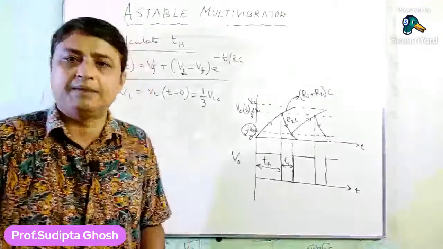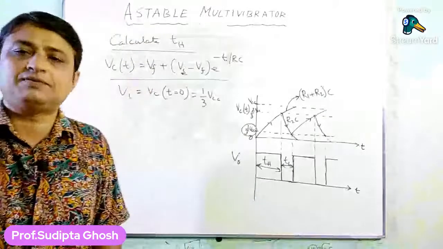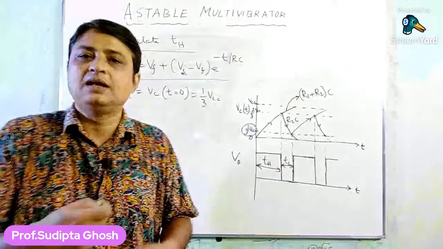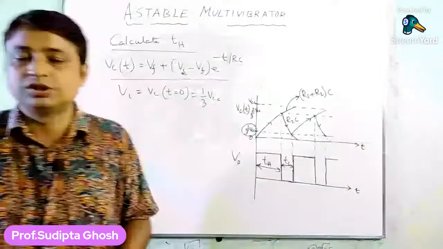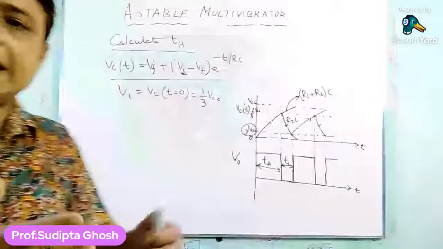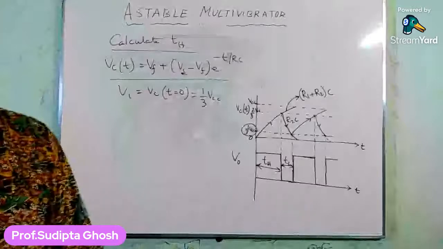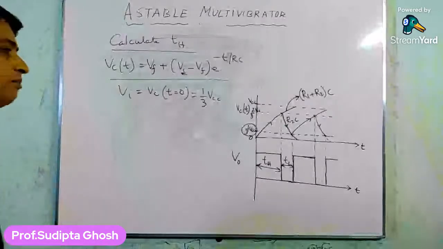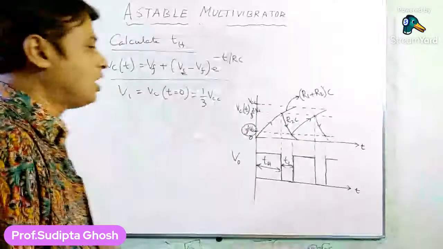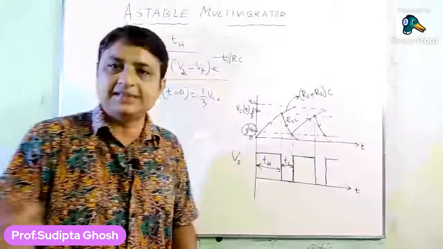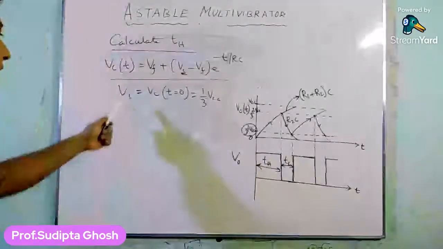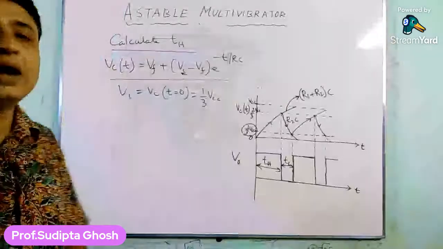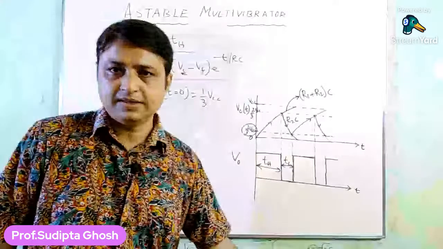for the first time, but after this, when the cycle continues, every time the capacitor starts to charge from the value of 1/3 of VCC. Is it okay? So I have considered VI equals 1/3 of VCC, right?